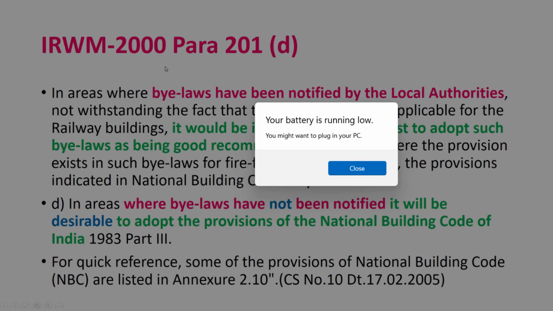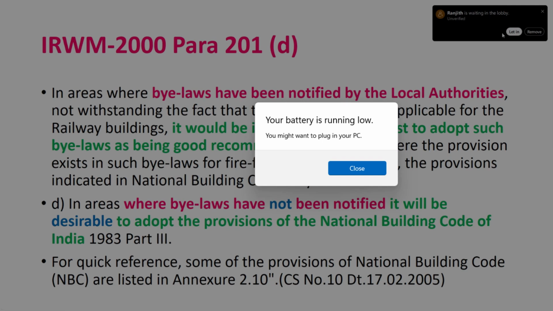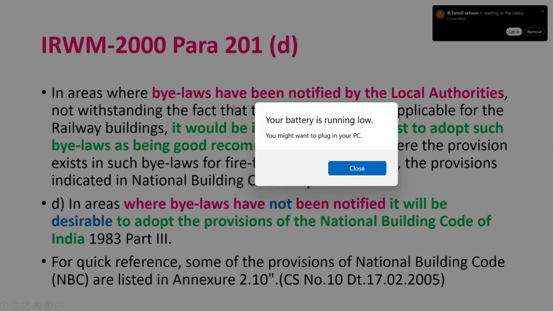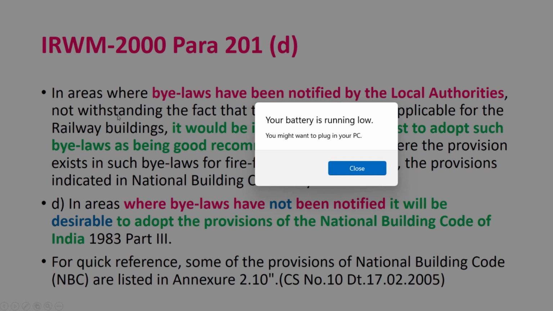Okay, yes. So again, I am basically trying to quote the particular provision of the Works Manual. It specifies: in areas where bylaws have been notified by the local authority, notwithstanding the fact that the bylaws are not applicable for the railway building, because we have a certain Railway Act where I am not supposed to take any type of permission from these authorities, still it specifies that notwithstanding the fact that the bylaws are not applicable for railway buildings, it would be in the common interest to adopt such bylaws as good recommended practice.